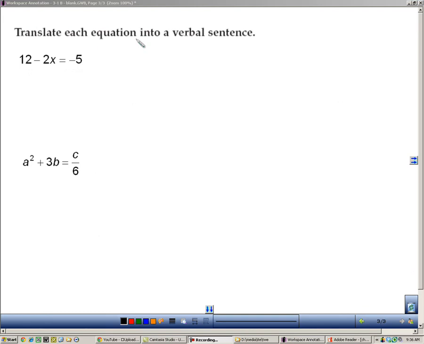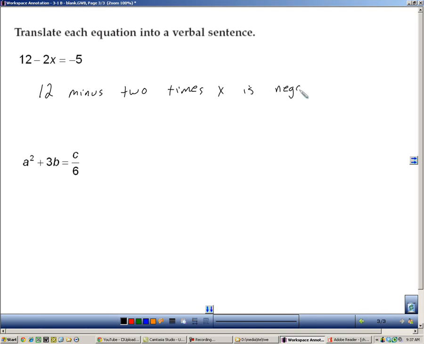Here are some more translating problems into verbal sentences. In this problem I have subtraction, so I could use the word difference because difference means subtraction, but I'm going to go a different way here and say 12 minus, because that's another way that you can turn this into words. 12 minus 2 times x, or you could say the product of 2 and x. A couple ways to do that. Not equals to, I have to say is negative 5. And so that would be a verbal sentence for that equation.